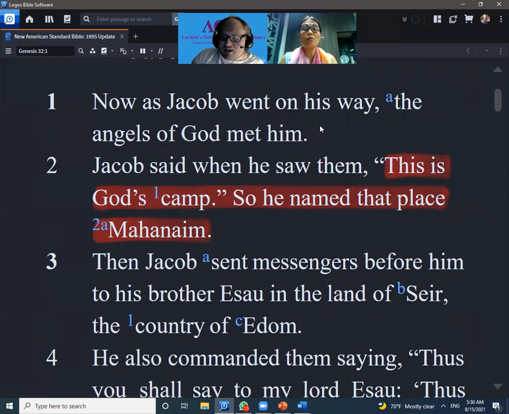Well, it doesn't say he told him anything. It just said he met him, and he named the place Mahanaim. We don't know if they talked. All we know is they're basically like security guards, so possibly the angels of God are a sign that there's danger. That aspect is there as well, but there's also the aspect that it's reassurance. God is trying to strengthen his faith.